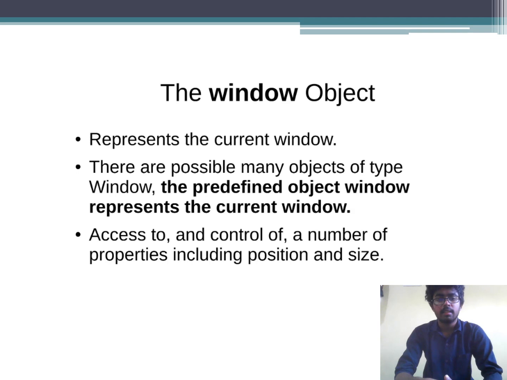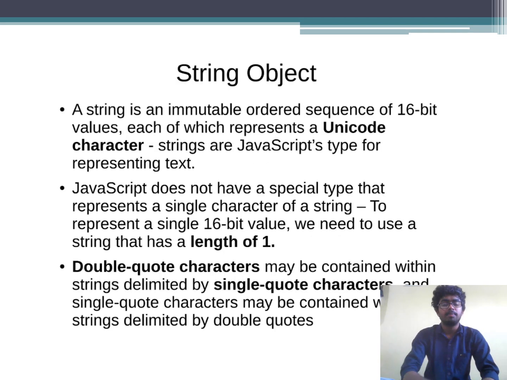The window object represents the current window. It is possible to have many objects of type window. The predefined object window represents the current window. It gives access to and control of a number of properties, including position and size.